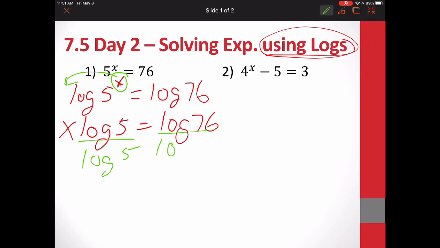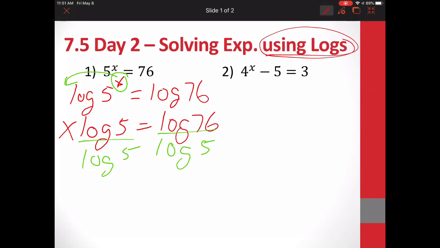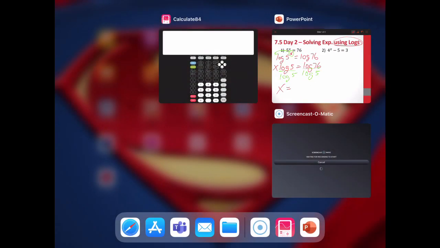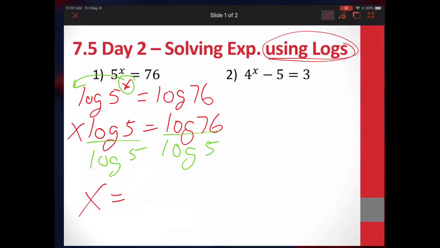If everything has been making sense, here's your change of base formula. So we need to find the answer. So log of 76 divided by log of 5 in a calculator. So log of 76, close the parenthesis, divided by the log of 5. And you'll get 2.69, which will round to 2.7.